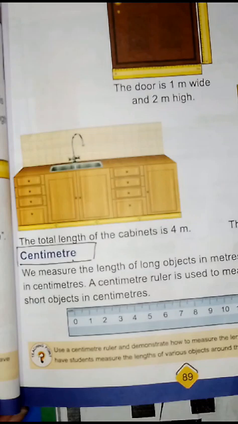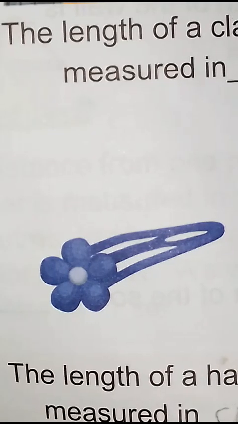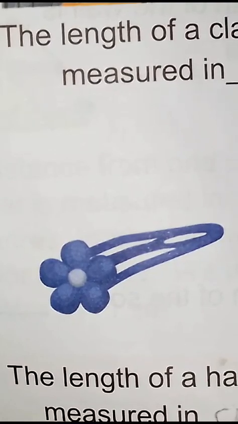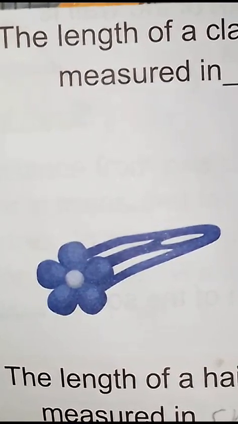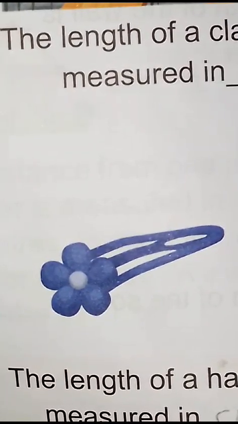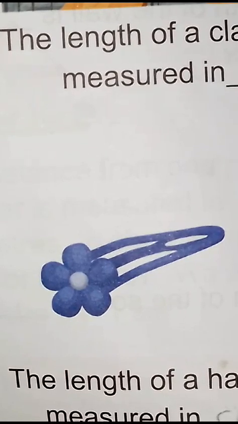Now we have another standard unit of length, the centimeter. A centimeter ruler is used to measure the length of short objects. Always keep it in your mind that when we measure the shortest objects, we measure them with the standard unit centimeter. The first example for centimeter is a hair clip. A hair clip is a short object, that's why we will measure it with a centimeter ruler.